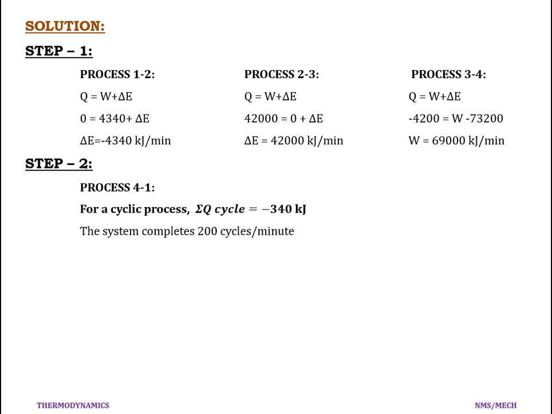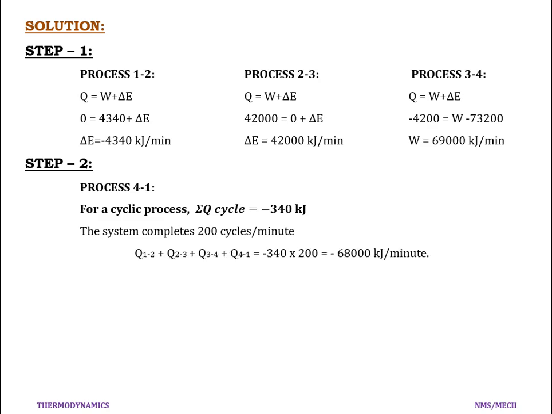So the system completes 200 cycles per minute. This value, total heat transfer minus 340 kilojoule, is given for a single cycle, but the system completes 200 cycles per minute. So how much total heat transfer takes place for the 200 cycles in this closed system? It should be calculated, then only we can find out the value.